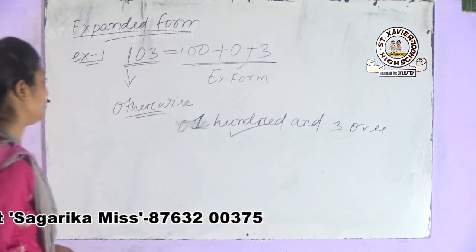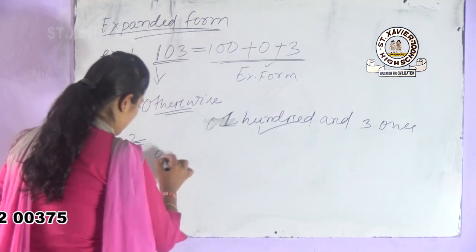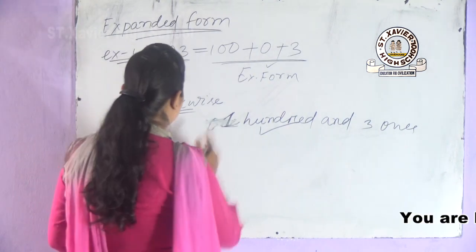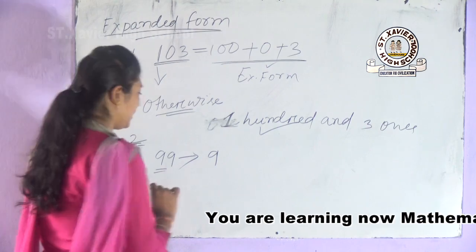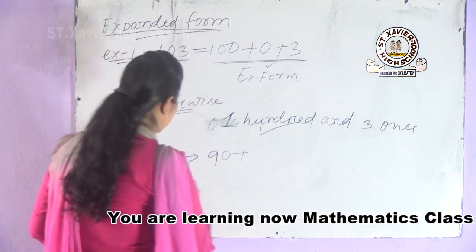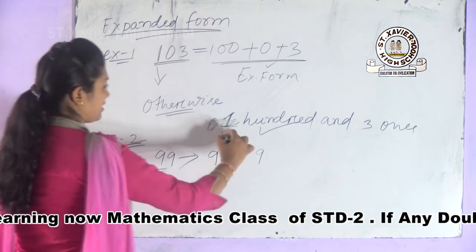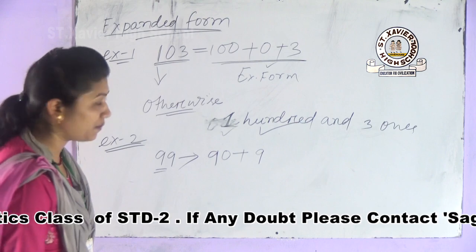After that I will write another example. This is 99. Write down the expanded form. First write the first number's place value. This is 90 and the other one is 9. The same way, you can write it in words. Next, come to the next point.